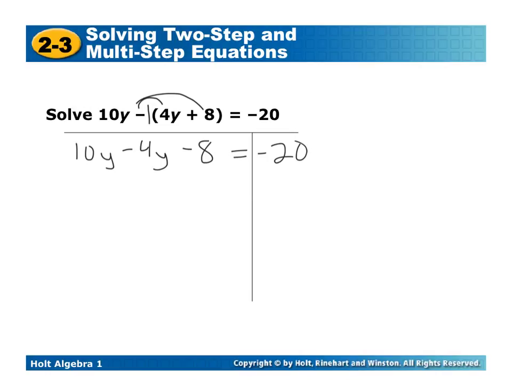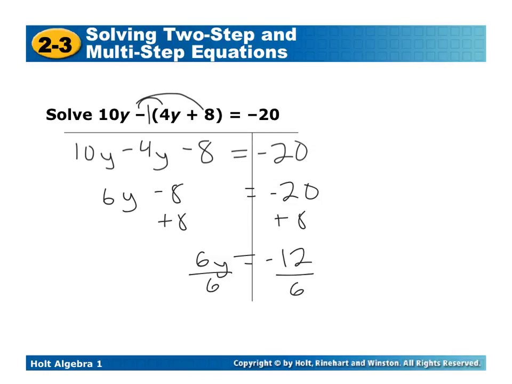20y minus 4y is going to give us 16y. And then we have minus 8 equals negative 20. Since it's minus 8, I'm going to add 8, inverse operation. 16y equals, now here I have to be careful, so if I owe you $20 and I give you back 8, I now owe you 12. I'm going to go ahead and do the opposite of multiplication, which is divide. And now y is going to equal a negative value.